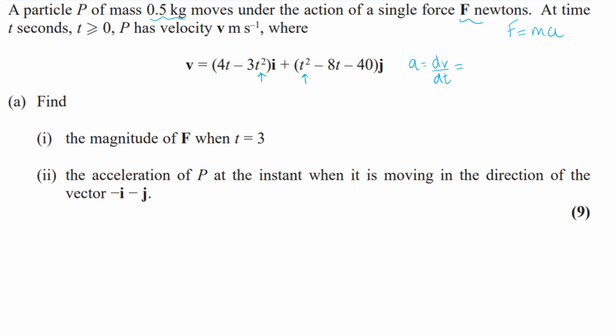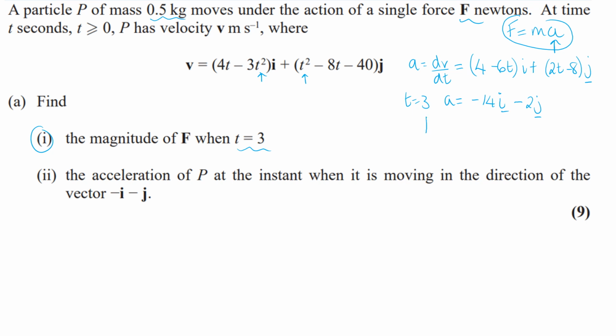So let's differentiate, because in part 1 we're asked to find the magnitude of the force when t is equal to 3, so we're going to be using this equation, and that means we need to find acceleration. Differentiating each of the components, you get 4 minus 6t in the i direction, plus 2t minus 8 in the j direction. We need to find the acceleration when t equals 3. So a is going to be 4 minus 6 lots of 3, which is 4 minus 18, minus 14 in the i direction, and then 2 times 3 is 6, 6 minus 8 is minus 2 in the j direction.